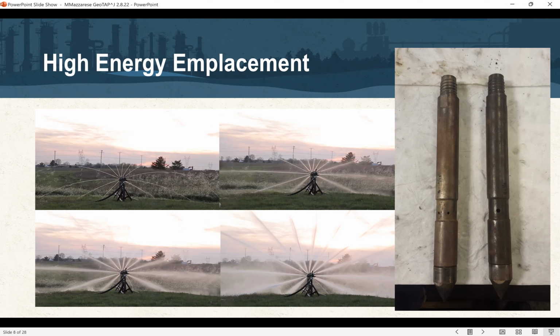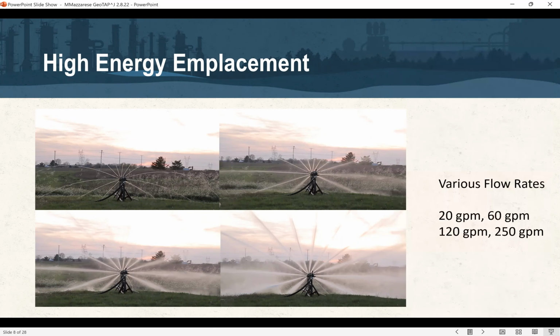What they did is they ran different flow rates through these injection tips. On the right-hand side, you can see a couple of examples of injection tips that we use. All of the ports are in one plane. Going from left to right at the top, these are 20 and 60 gallons a minute, and then 120 and 250 gallons a minute at the bottom. It's very rare that we're injecting over 100 gallons a minute, especially for these applications, but that does occur from time to time.